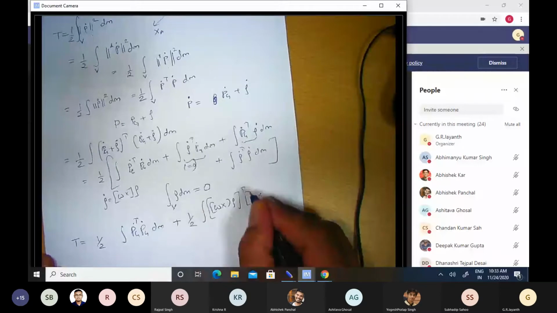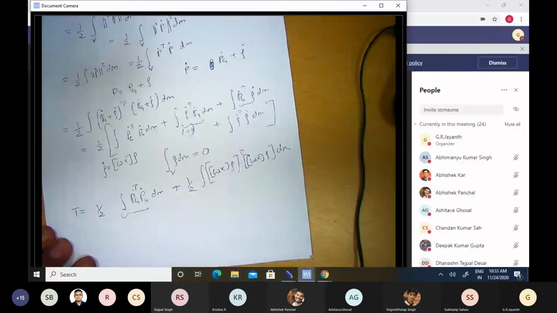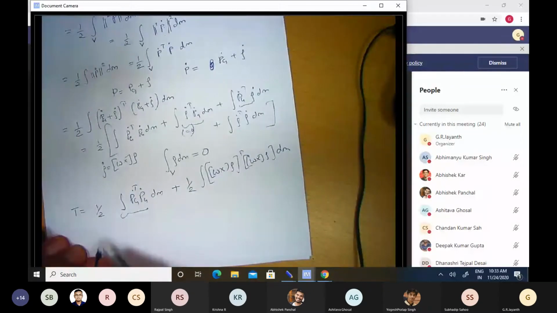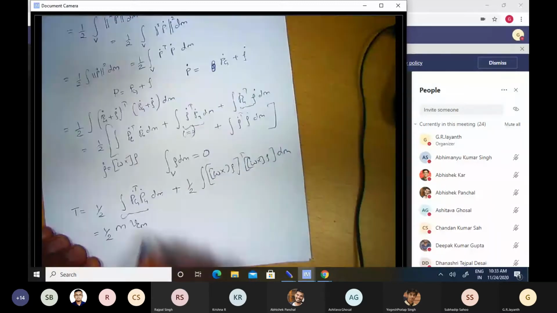Okay, so let us look at the first term. PG dot transpose PG dot has no spatial dependence. It only has temporal dependence. So I can remove it from the integral, and I'll just get half of the total mass times the velocity of the center of mass, VCM, I'll call it, or VG, squared. So this is the kinetic energy associated with a point mass concentrated at the center of mass of this rigid body.